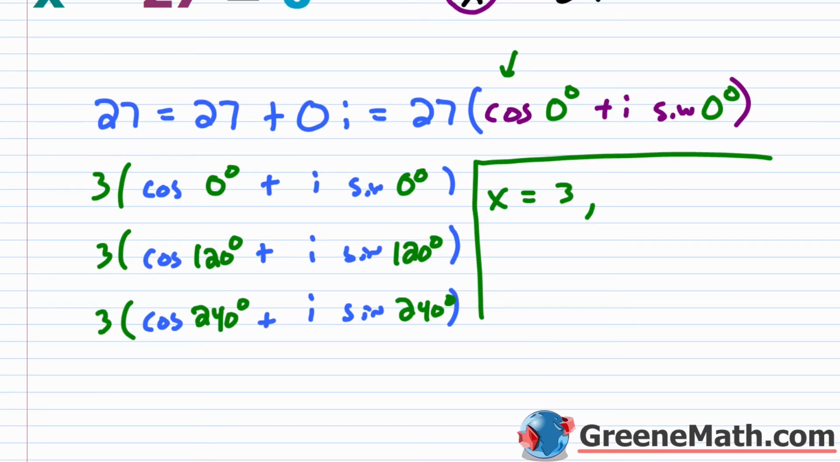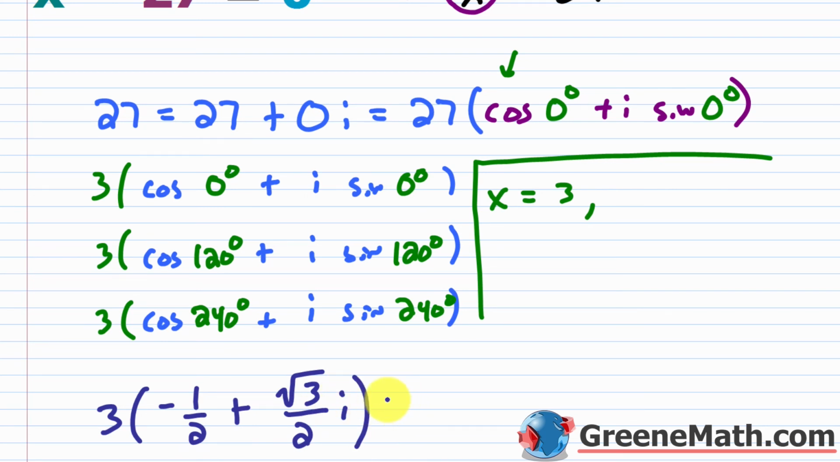For this one, I would have what? 3 times, this would be the quantity, negative 1/2, plus this guy is going to be square root of 3 over 2, okay, times i. So if I go ahead and distribute the 3 into each term, I would have negative 3/2, and then plus my 3 times square root of 3 over 2 times i. Okay, so that's another solution.